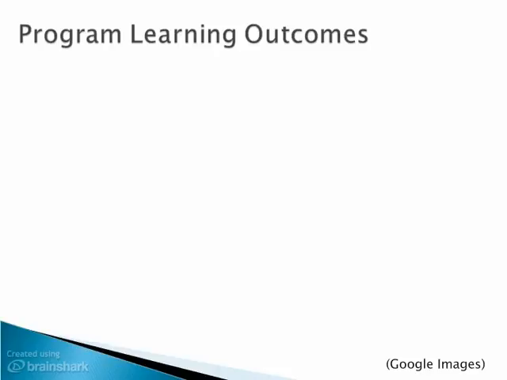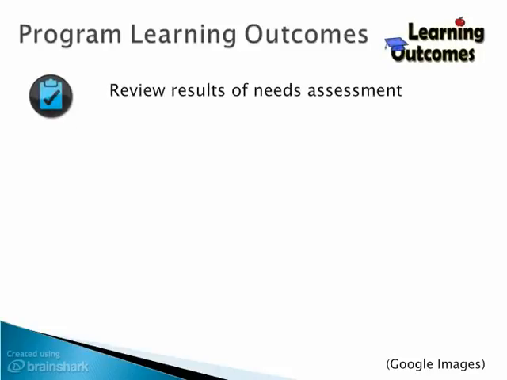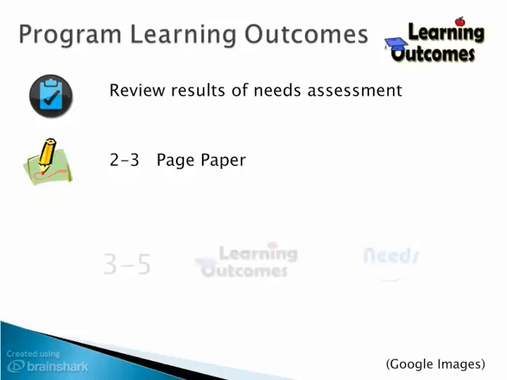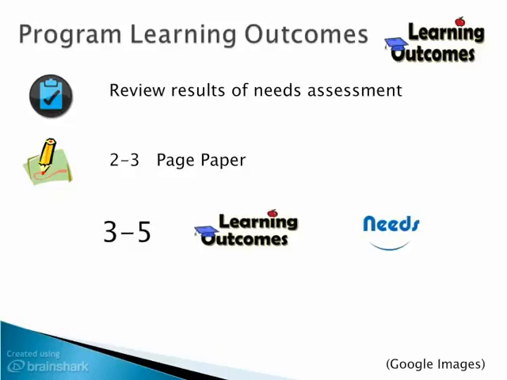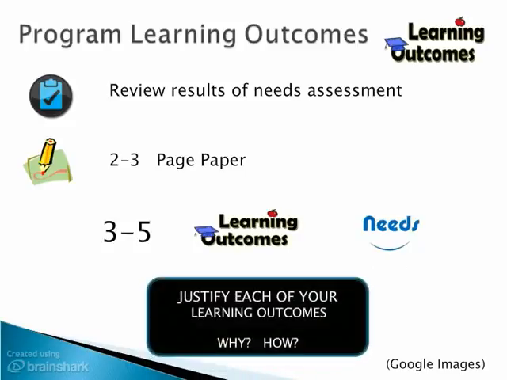In this specific assignment, you will review the results of the needs assessment. Then you will write a 2 to 3 page paper. This paper must contain 3 to 5 specific program outcomes. One of the most important parts of this assignment is justifying every choice that you make. You must provide a substantiated reason for every learning outcome.